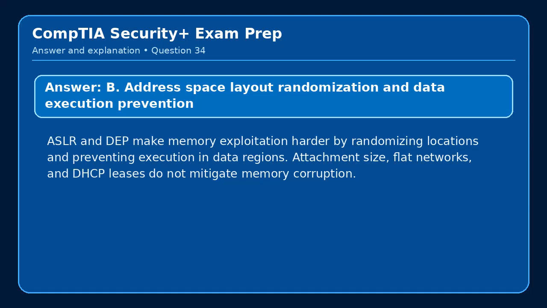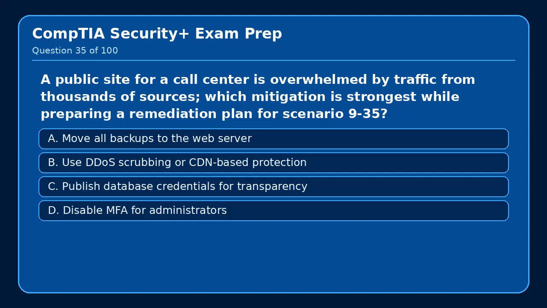Question 36. Which control helps prevent an on-path attacker from reading credentials to a distribution warehouse's portal after a recent audit finding for scenario 9 to 36? A. Allow expired certificates. B. Use plain HTTP for faster loading. C. Share a single account for all users. D. Enforce modern TLS with certificate validation. Take a moment to choose your answer.